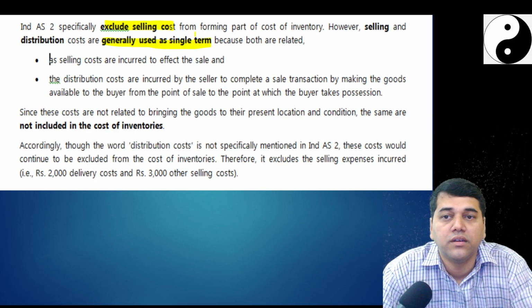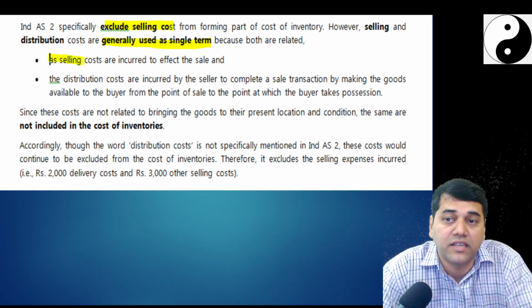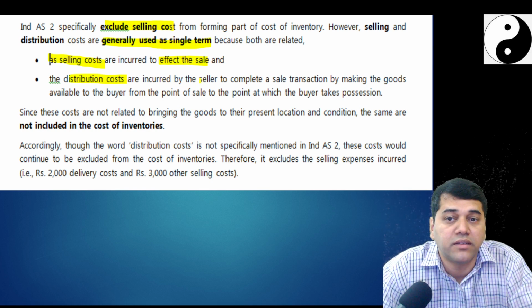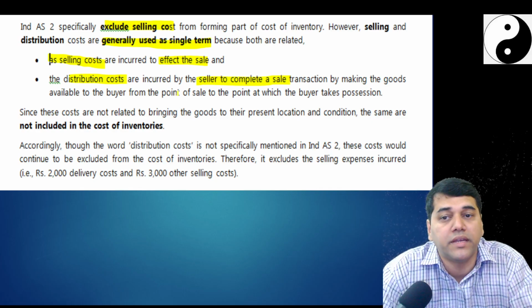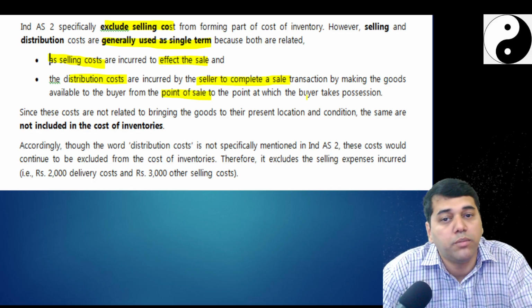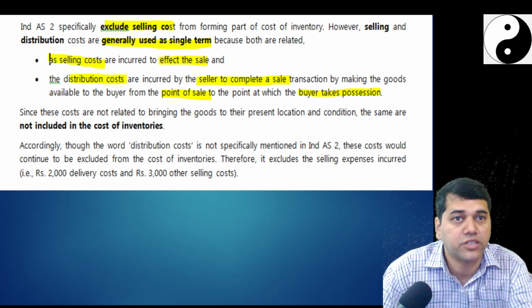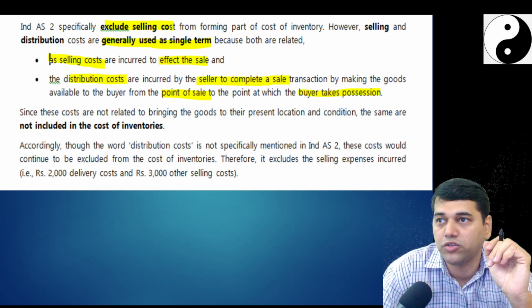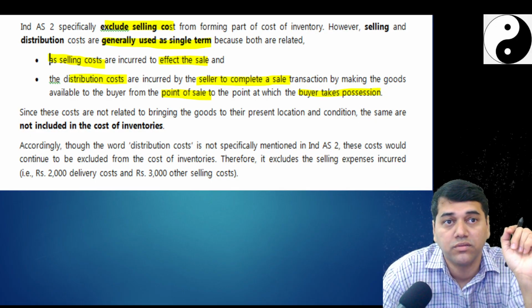inventory. But what about the distribution cost? Because both are related as a selling cost are incurred to effect the sale. The distribution costs are incurred by the seller to complete a sales transaction by making the goods available to the buyer at a point of sale to the point at which buyer takes the possession. See, one you have got a selling cost and this is the distribution cost. Generally we call it sales and distribution cost. Now should I include that 2,000 rupees distribution cost?